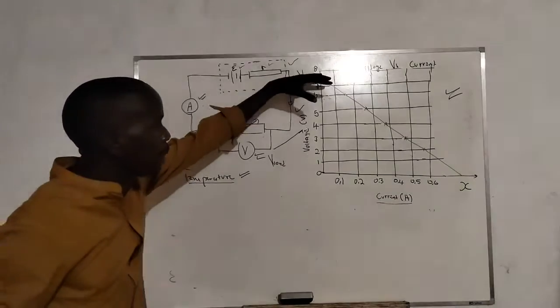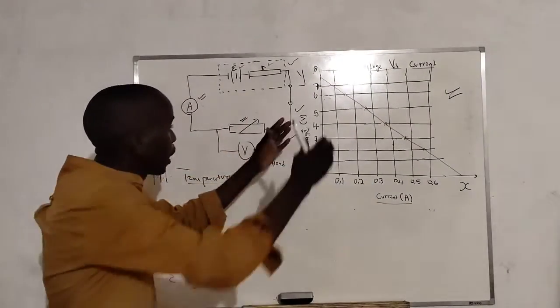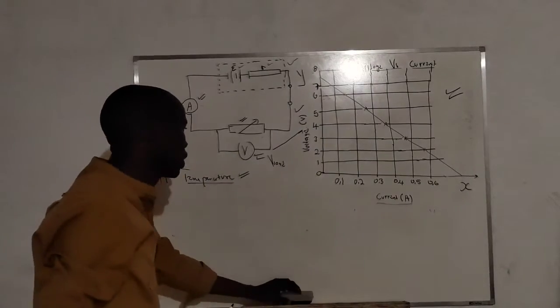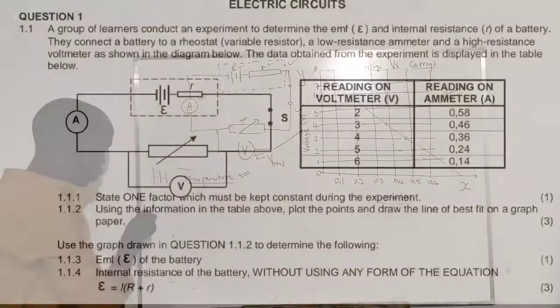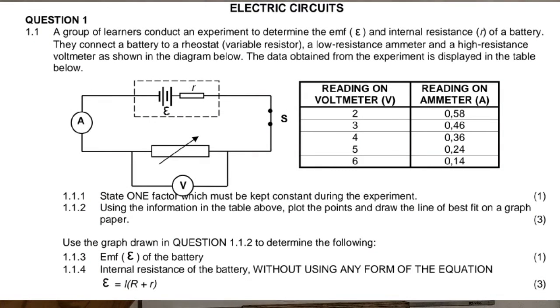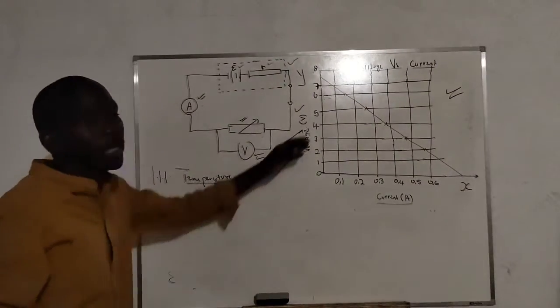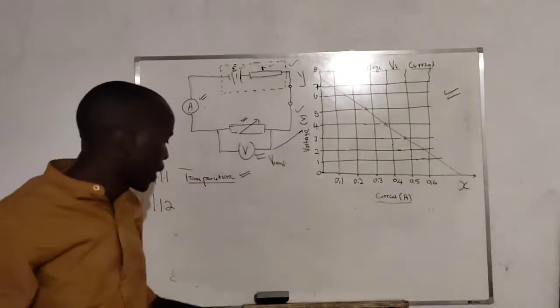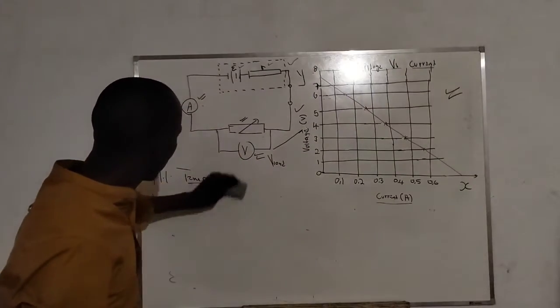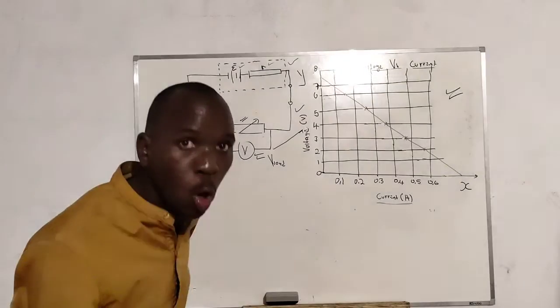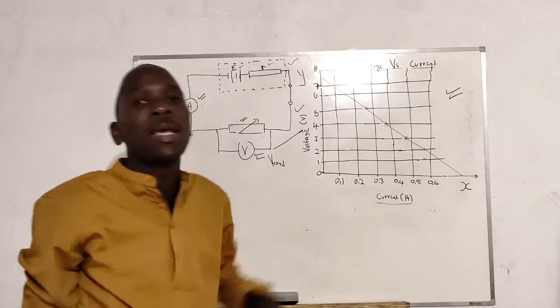So we will analyze this graph and determine the factor. This is the y-intercept, and this is the x-intercept. Now we have the second question, which follows from the first. The graph is a straight line. If it is a straight line graph, this means it must be defined by a straight line equation.